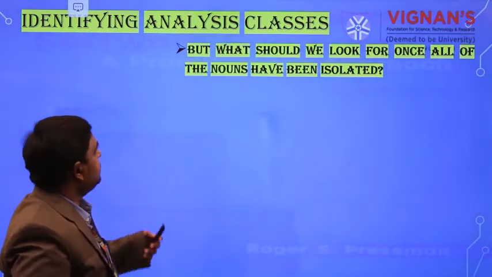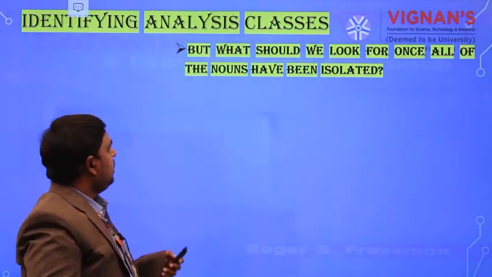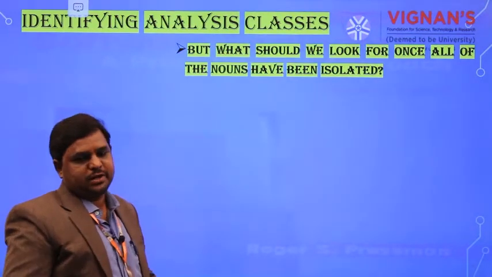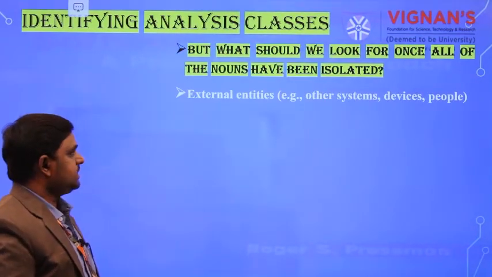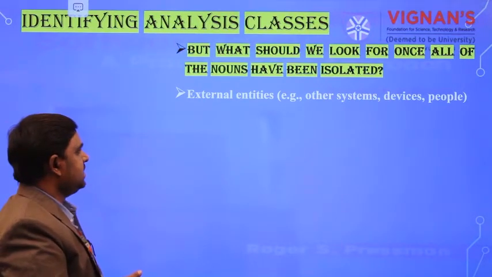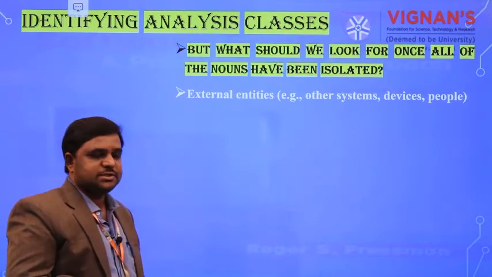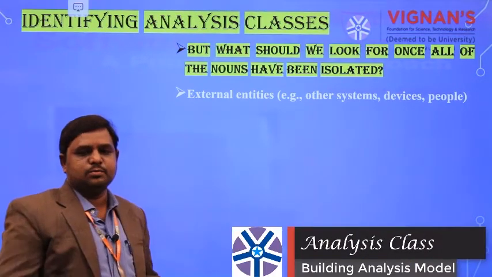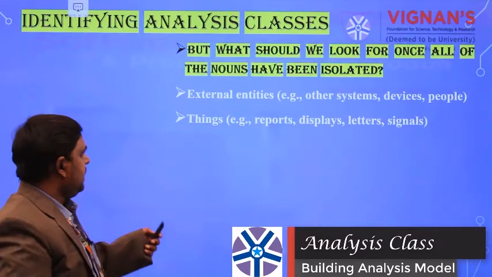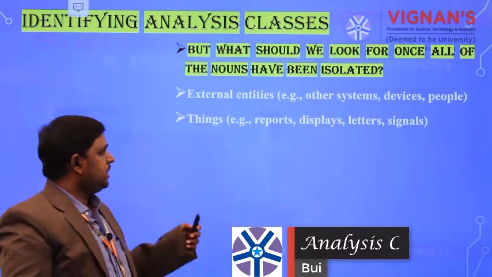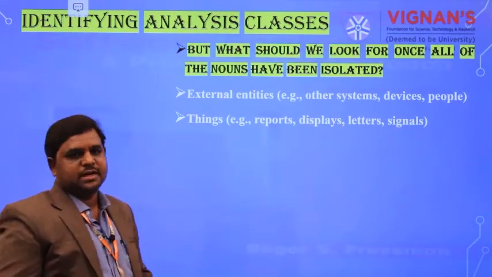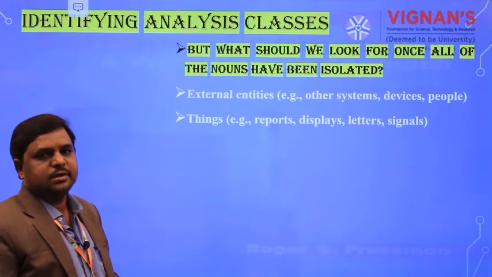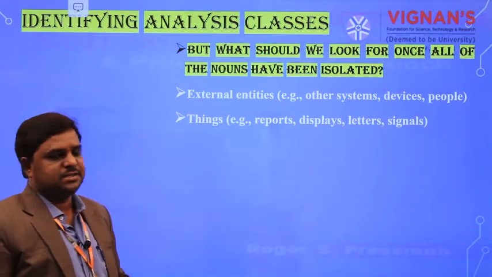Now we are going to see some more detail, like what we should look for once all the nouns have been isolated. The first one is external entities. External entities will be other systems, devices and people, that means external entities may consume or produce information. The next one, things. Here we generate reports and display results, letters or signals. It is a part of the application.